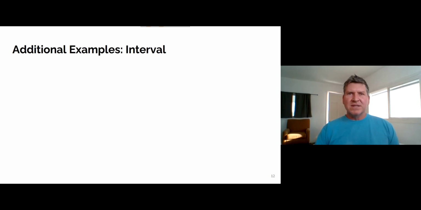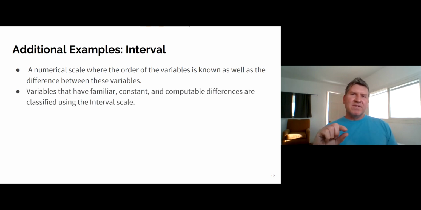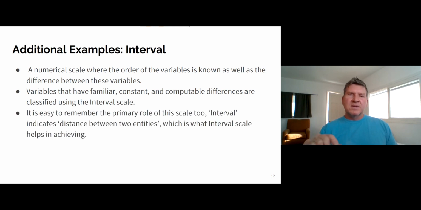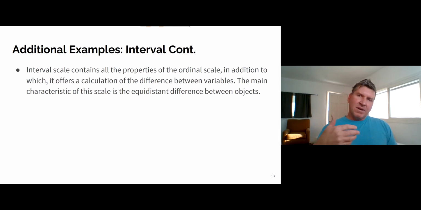Now let's talk about some additional examples with interval. Remember, interval is a numeric scale where the order is known as well as the difference between the variables. What sets the interval apart from ordinal is the fact that the units are equivalent, or the gaps between the different variables. Interval indicates the distance between two entities, which is really what we're doing with the interval scale. It has all the properties of the nominal as well as the ordinal scale, as well as the ability to calculate the difference using subtraction or addition between variables. So the interval allows us to do this addition and subtraction.